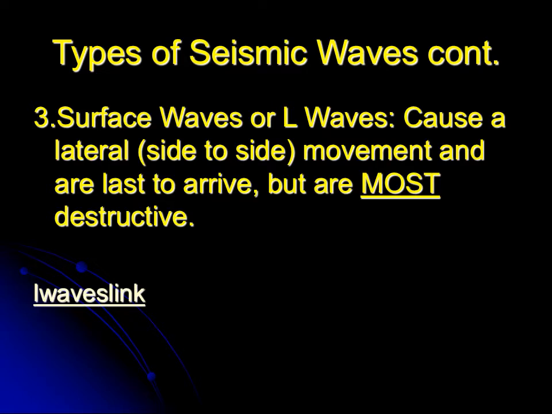And the last kind of waves are surface waves. Surface waves, or L waves, because they go lateral, are the last to arrive, but are the most destructive. Surface waves are waves that happen on the Earth's surface. And again, this is when you can actually see the Earth moving. P and S waves you cannot see, but you can see surface waves.